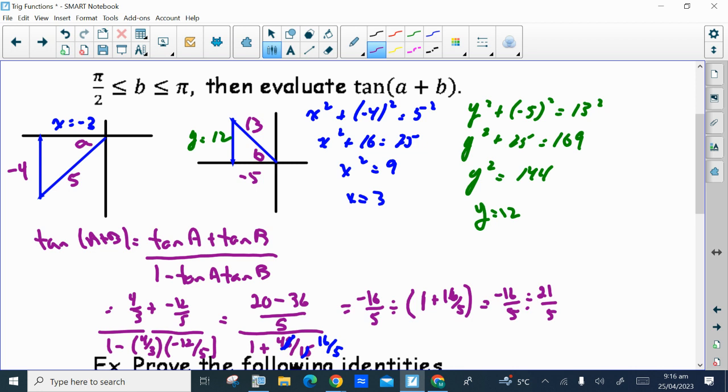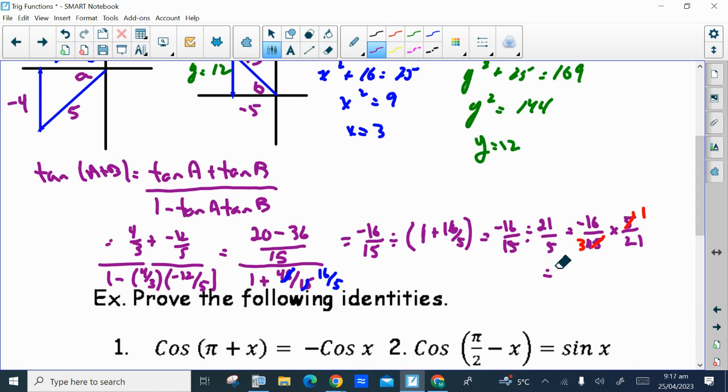No, this denominator should have been 15 because I got a common denominator of 15 there. So it's negative 16 over 15. There we go, that's better. So divide by a fraction is done by multiplying by the reciprocal. And we can simplify by dividing top and bottom by 5. And you'll get negative 16 over 63. And there's your answer.